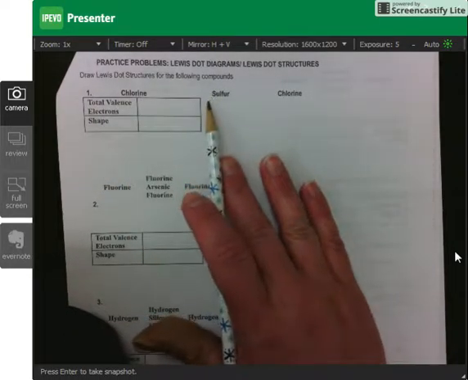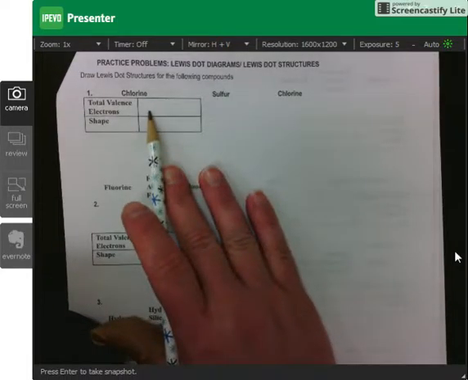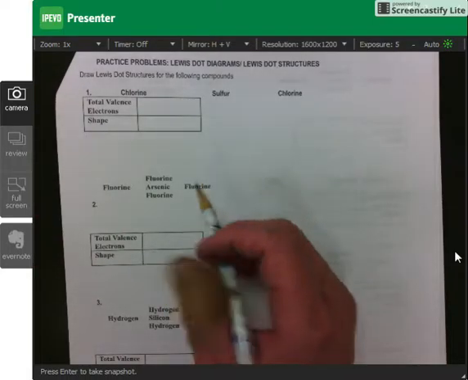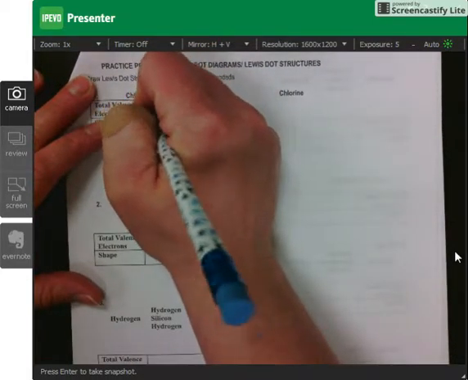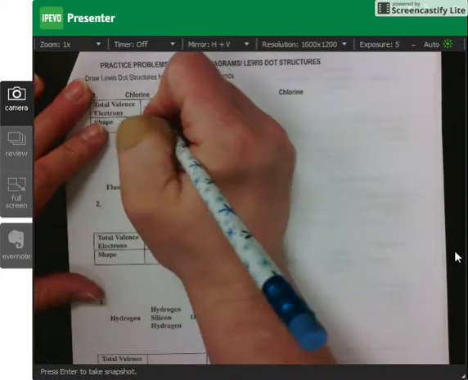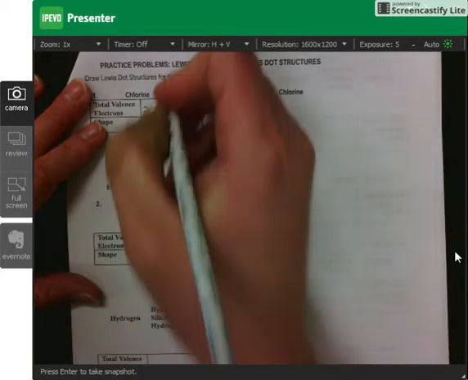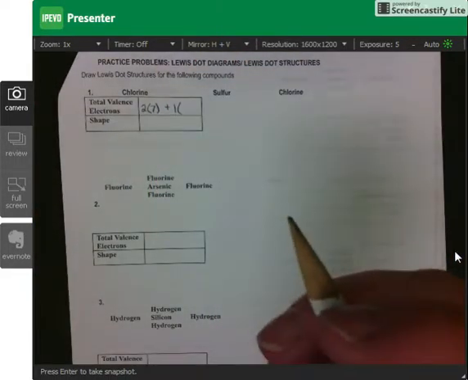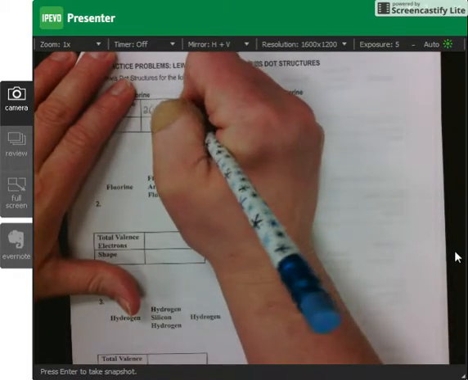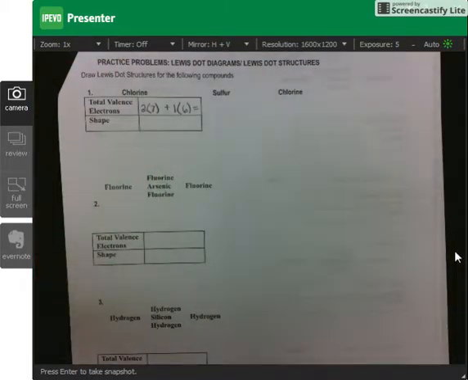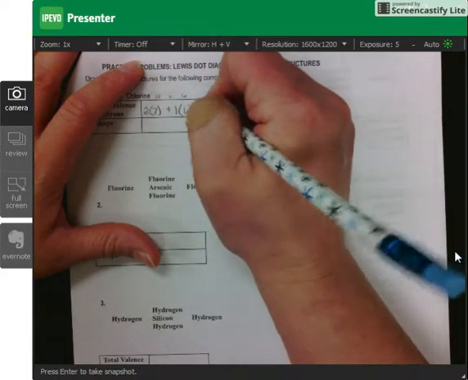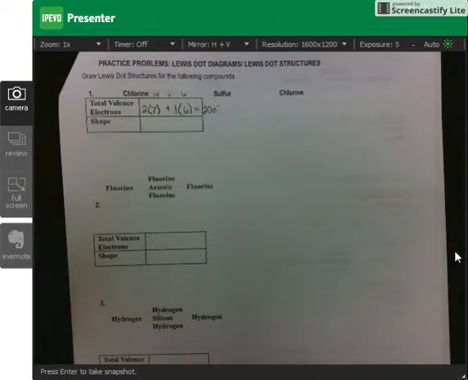We have chlorine, we have sulfur, and we have another chlorine. First thing I want to do is determine the total number of valence electrons. So here's how we're going to do this. I have 2 chlorine atoms. Each of those chlorine atoms has 7 valence electrons. And then I have 1 sulfur, and each sulfur atom has 6 valence electrons. So my total number of valence electrons should be 14 here, plus 6, which is 20 electrons. The reason why I'm doing this is it's a nice way for us to double check our work in the end.